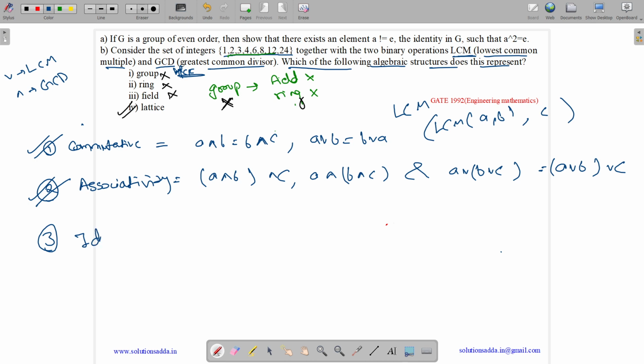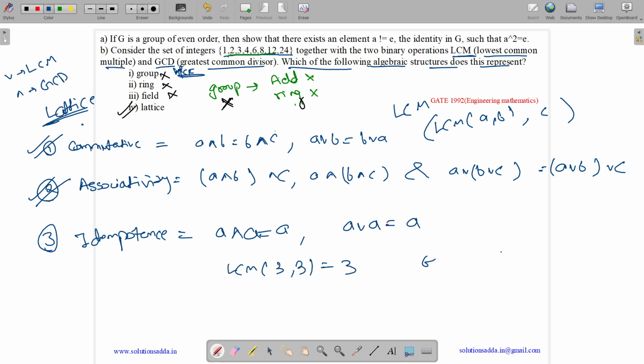Third, it should follow the idempotence property. These are the properties of a lattice, what a lattice should follow. So what is the idempotence property? It means if we take LCM and GCD with the same item, then we should get the same item. What is LCM of 3 and 3? It's 3 only. What is GCD of 5 and 5? It's 5 only. So thus it follows the idempotence property too.